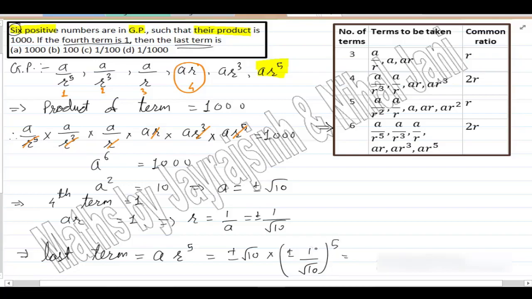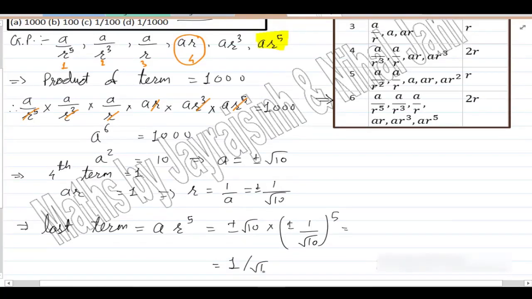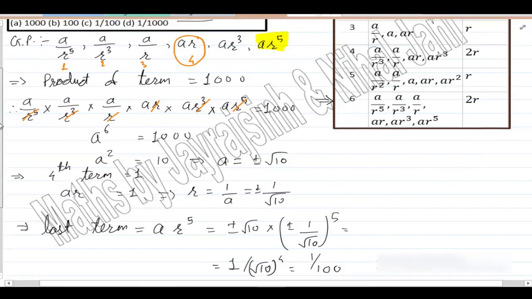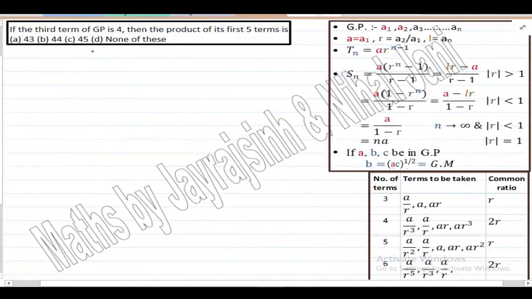Actually here we have the odd power. That means our plus or minus will remain plus or minus, and we will get 1 upon root 10 raised to 4, right? We have 1 power and here we have 5 power, so root 10 raised to 4, which will give us 1 upon 100 as your final answer. Ta-da! Option C is your final answer. Let's see the next question.